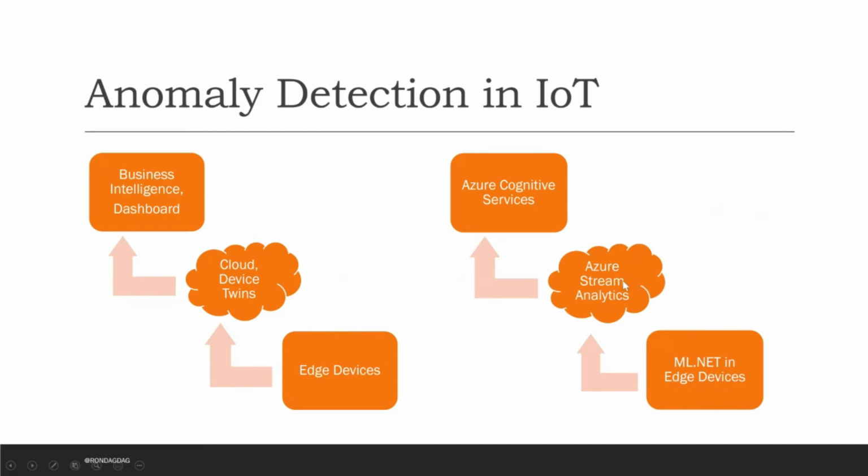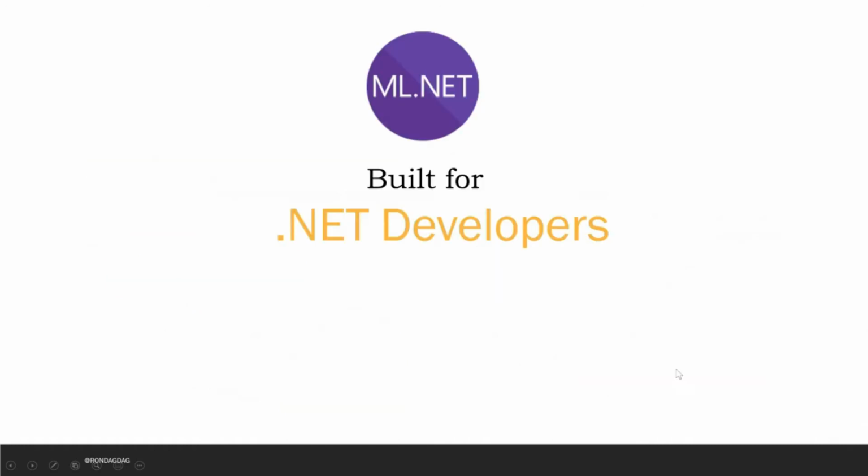And of course, if you're streaming data to the cloud, you might want to use Azure Stream Analytics to be able to do anomaly detection on the data set that gets streamed. And for your dashboard, Power BI, or you might want to use Azure Cognitive Services to do anomaly detection there too. So today I'll talk about all these different things.